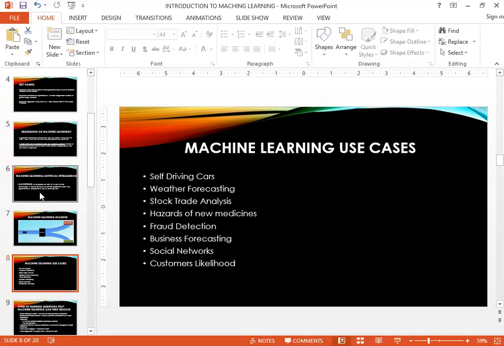Fraud detection. If there is any sort of fraud that's happened, being able to detect who's done the fraud can be done through machine learning. Business forecasting, we've learned forecasting, or if you haven't, you will be learning how to do business forecasting. But doing forecasting to a very high level of accuracy can be done again through machine learning.